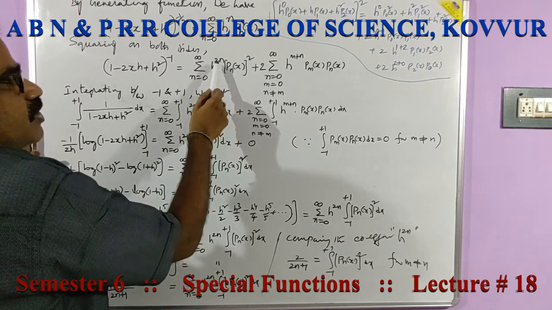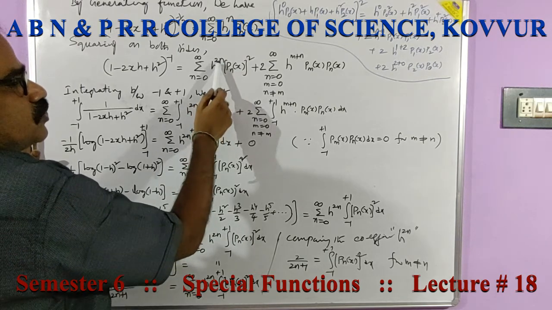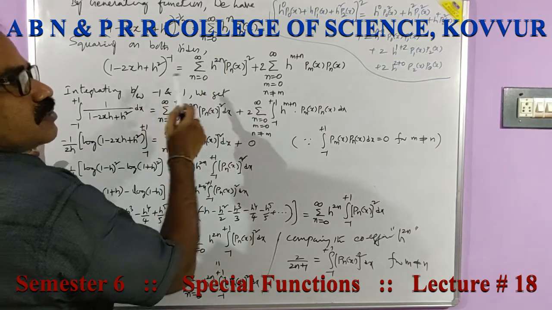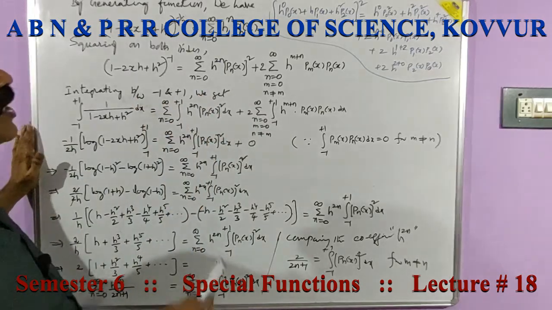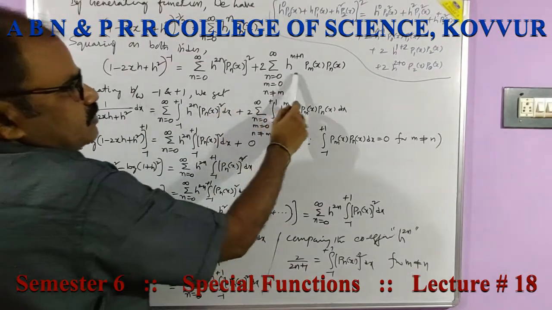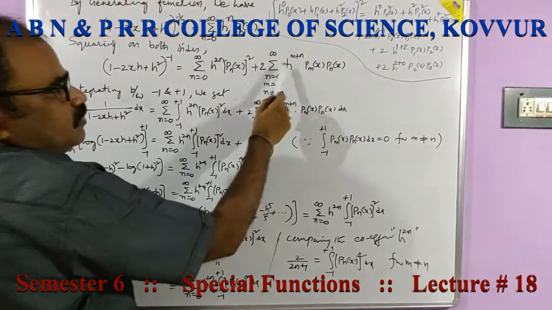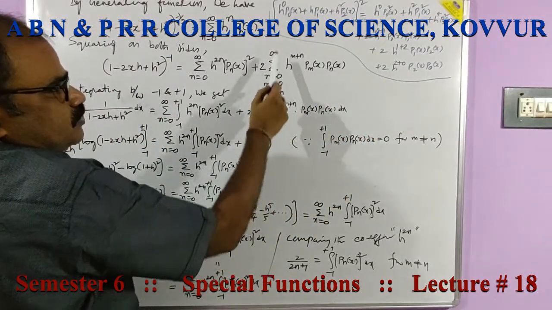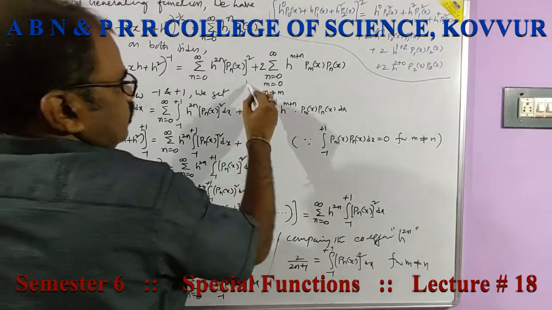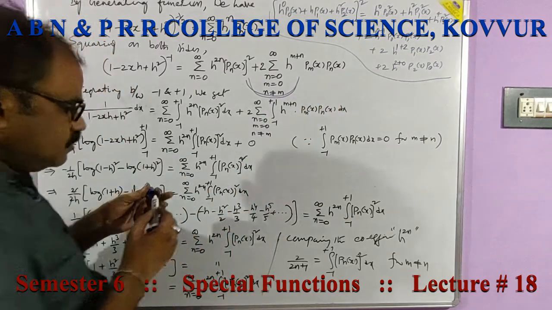This is when n is 0, h power 0; when n is 1, h square; when n is 2, this is h power 4. So all these terms will be covered, and these are the 2ab terms: h power m plus n, 2 into sigma n equals 0, m equals 0 to infinity. Here clearly n is not equal to m, Pm(x) Pn(x).